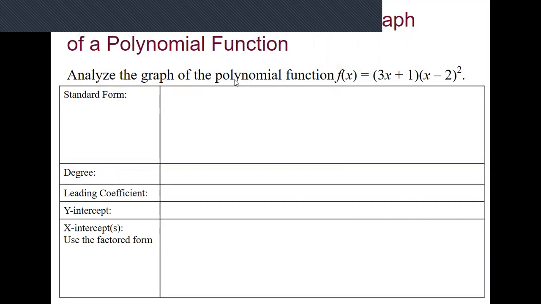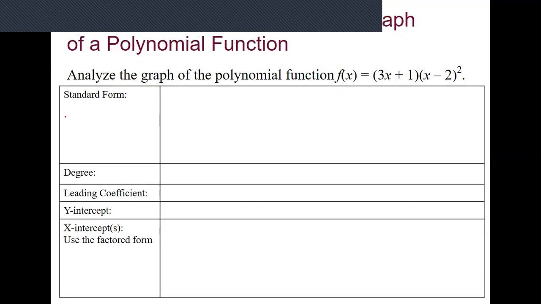So what we just did now is what you should be able to do here. It wants you to analyze the graph, but this time instead of giving you the graph, it gave you the function. Does that make sense? So now you're going the other way. I'm giving you the function, and now you have to find all the attributes from the function without graphing it. So here it says to find the standard form.